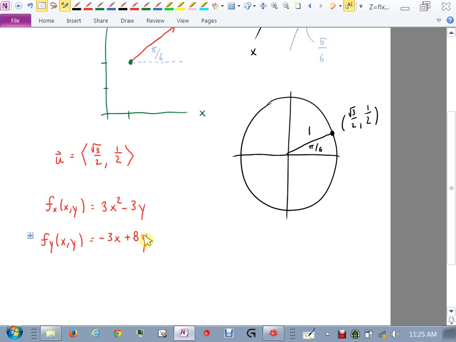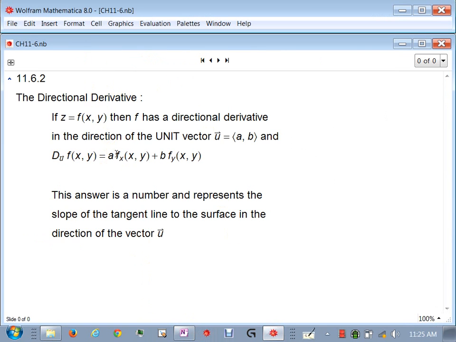So do I have everything I need now to plug it in and get an answer? I needed the partial with respect to x. I've got it. I needed a. I've got it. I needed the partial with respect to y. I've got it. I need b. I've got it. Now I also need what x and y are. What are x and y in this problem? Where I'm standing, right? 1, 2. So I should probably just plug it all in and be done.